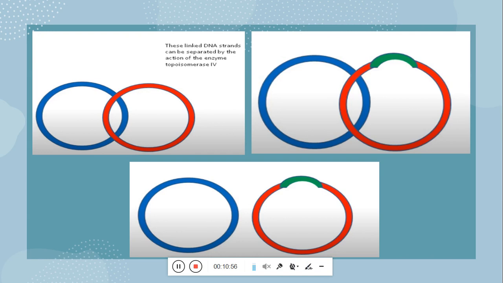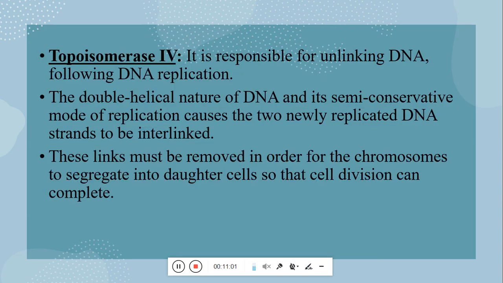So then comes topoisomerase IV. What does topoisomerase IV do? Topoisomerase IV acts like DNA gyrase, and just like gyrase, it is able to pass one double strand of DNA through the other strand of DNA.